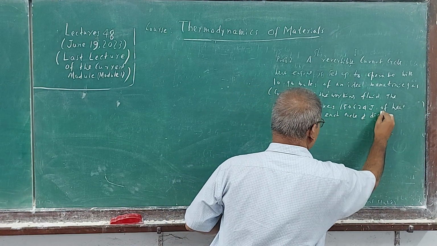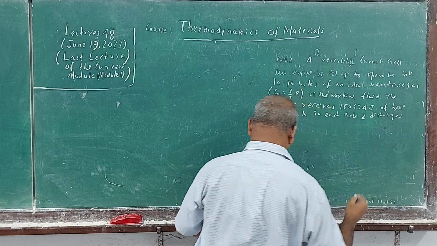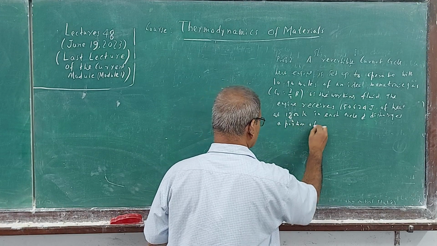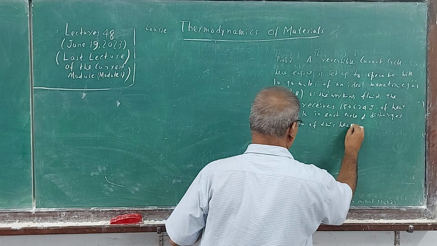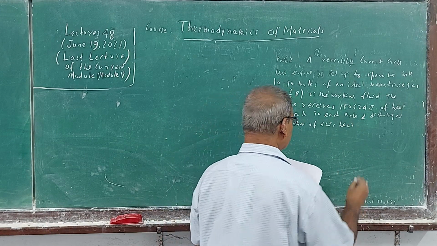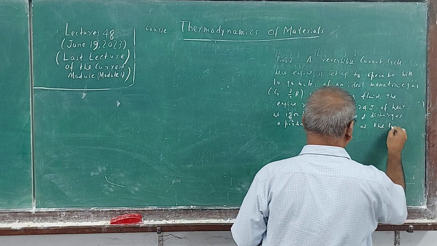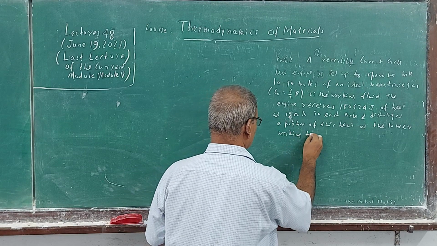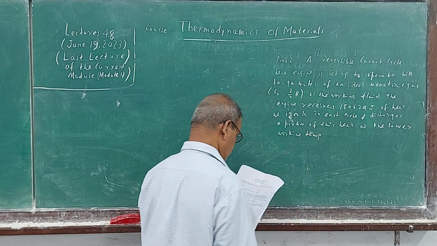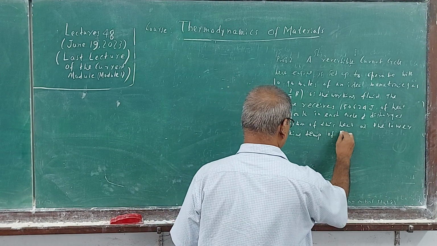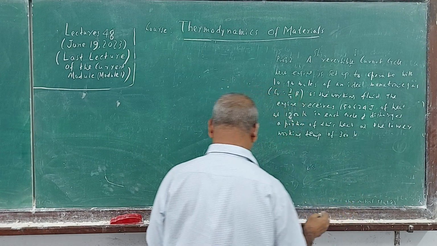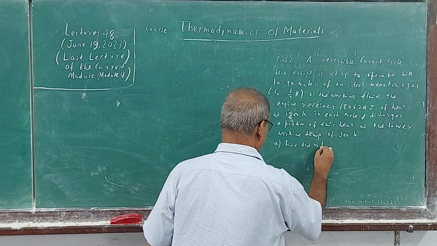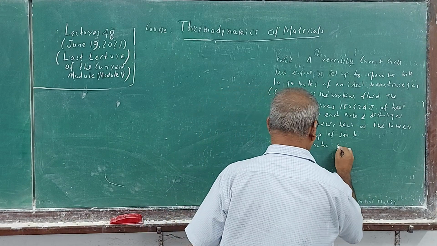and discharges a portion of this heat at the lower working temperature of 300 Kelvin. A. Find the ratio of the final pressure to the initial pressure.